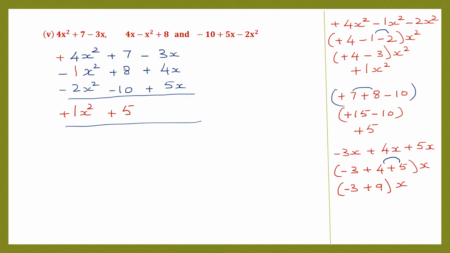Let's put the sign of the bigger number and subtract. 9 minus 3 is 6, plus 6x. So let's write it down here, plus 6x. So what is our answer? Plus 1x square plus 5 plus 6x.